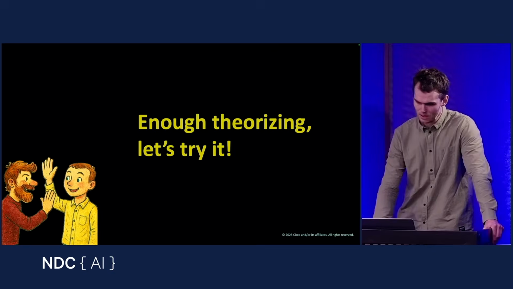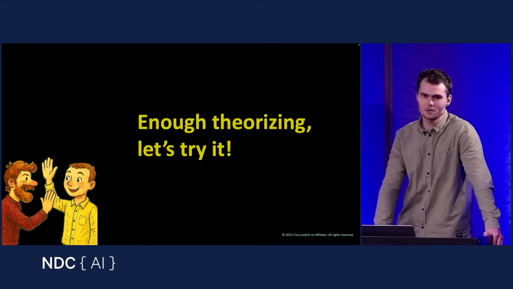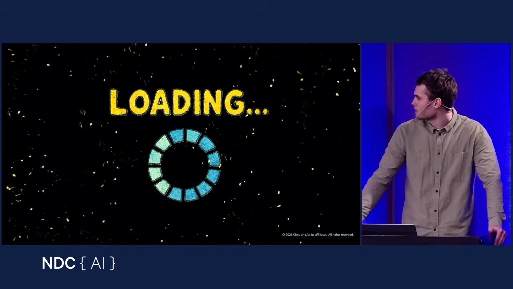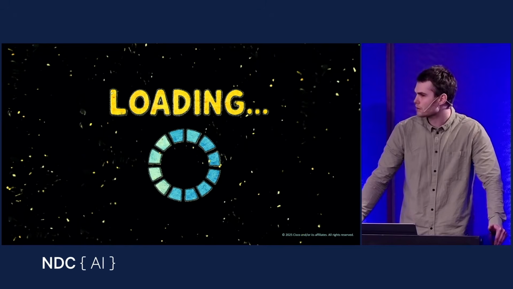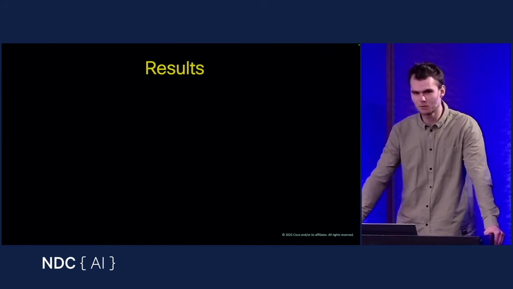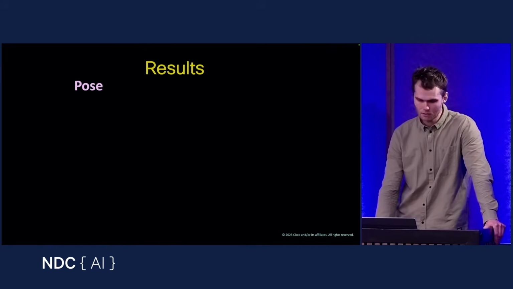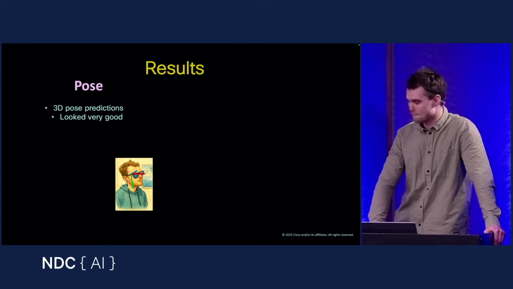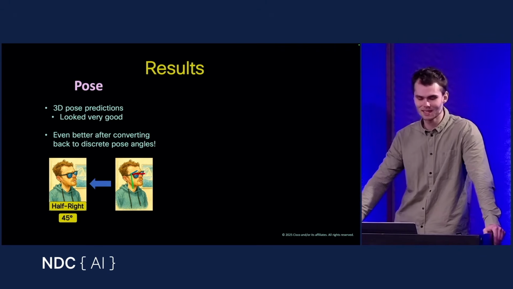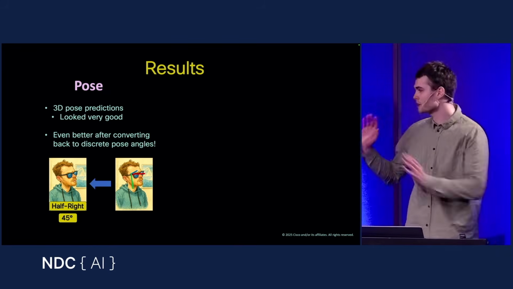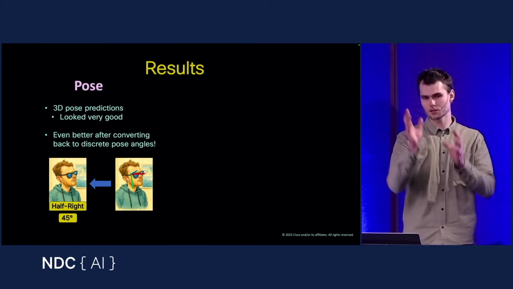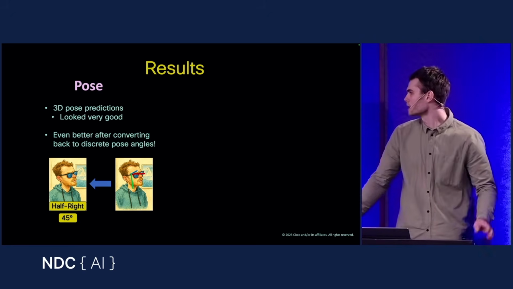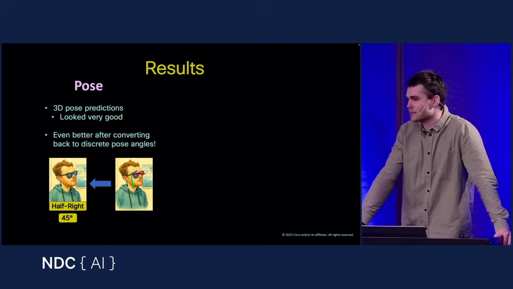So that's enough theorizing. I basically joined forces with another engineer in the machine learning team, and we decided to give it a go. And you can imagine some cool compilation of what was going on over those 2 or 3 months, and then we got results. Firstly, pose. The 3D pose predictions looked pretty good. And the fascinating thing was that even after converting that full 3D pose representation back to the discrete angles that the pose classes were predicting before, we were still better compared to the model that was predicting those classes outright.